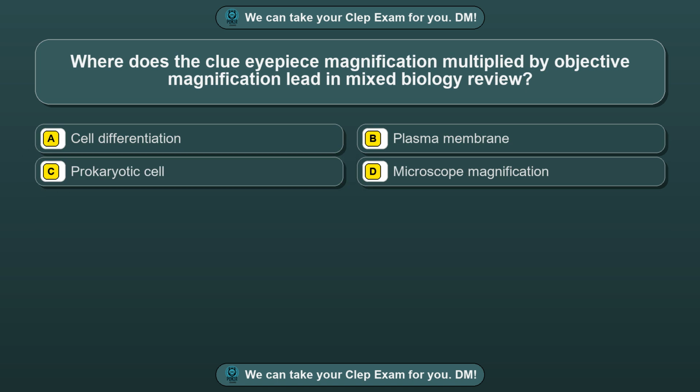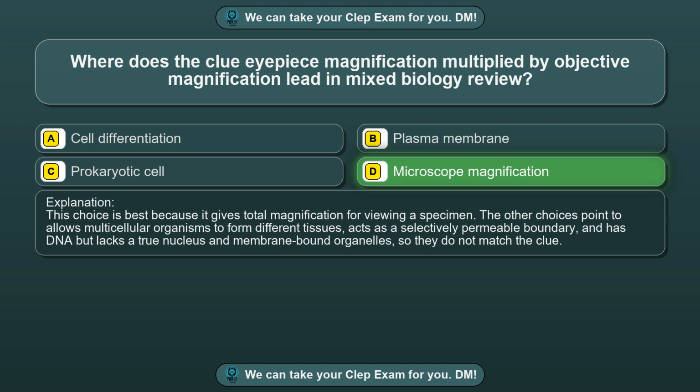Question 16. Where does the clue eyepiece magnification multiplied by objective magnification lead in mixed biology review? Option A, cell differentiation. Option B, plasma membrane. Option C, prokaryotic cell. Option D, microscope magnification. The correct answer is option D, microscope magnification.